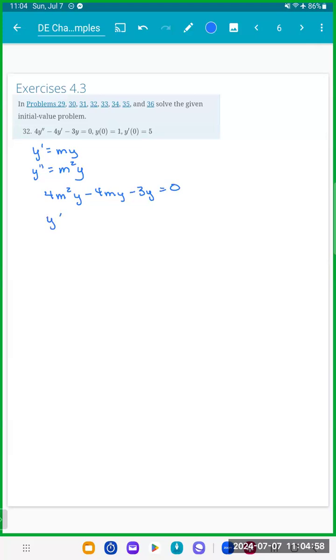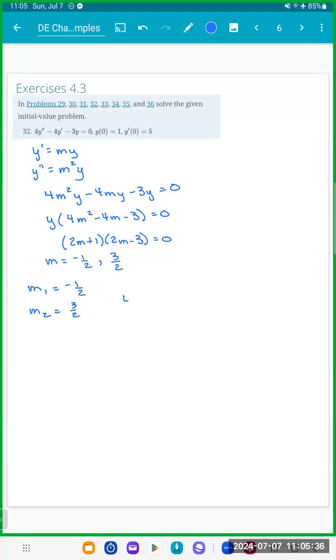Factoring a y out of all of the terms, we have 4m squared minus 4m minus 3 is equal to 0. Dividing both sides by that y gets us to just the things inside of the parentheses. We can factor that to 2m plus 1 times 2m minus 3. So that means that m is equal to negative 1/2 or 3/2. Okay, so we can say that m1 is equal to negative 1/2 and m2 is equal to 3/2.